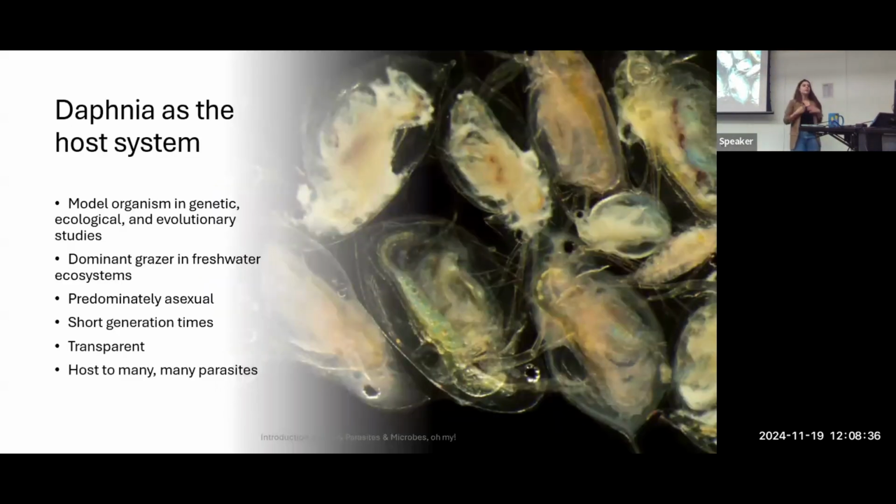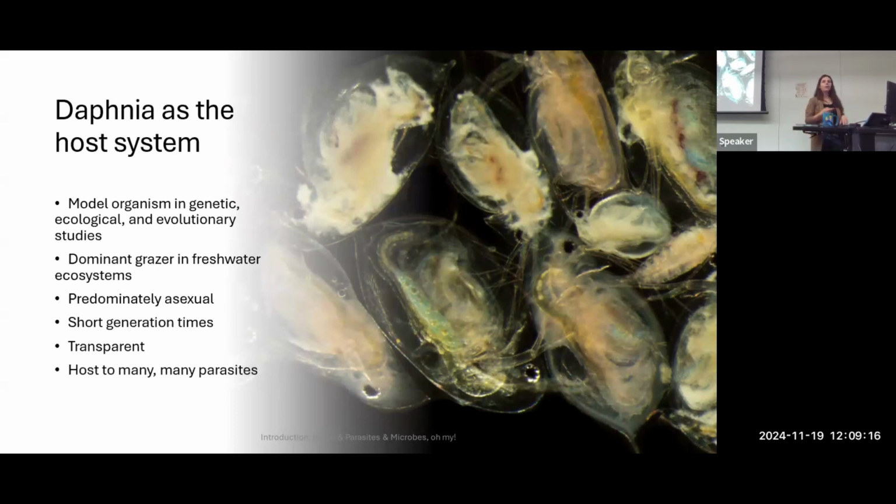So let's talk more about Daphnia as my specific host system. These guys are a model organism in genetic, ecological, and evolutionary studies. They are a key grazer in freshwater ecosystems. This means that they consume a ton of algae, and they also serve as an important food source for fishes. They are predominantly asexual, which is really important in the lab as we can have these genetically identical clonal lines set up. Short generation time, so you can go through them rapidly. And importantly, Daphnia are transparent. Now, this allows for a quick visual diagnostic of the many parasites that these guys can harbor.